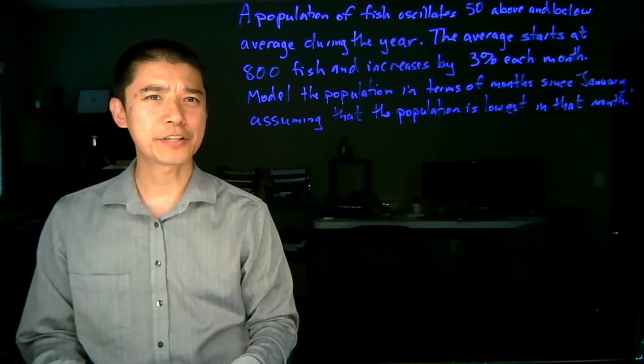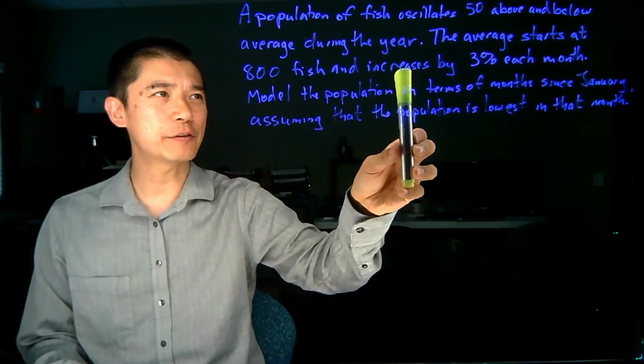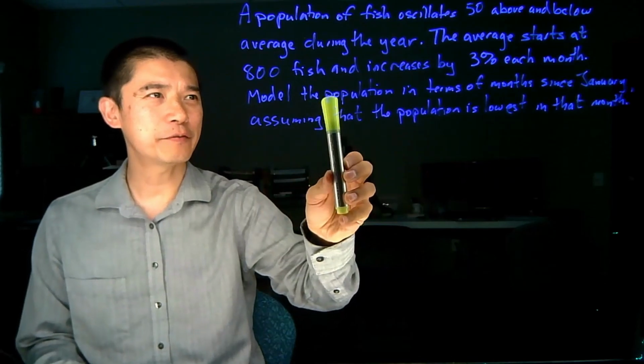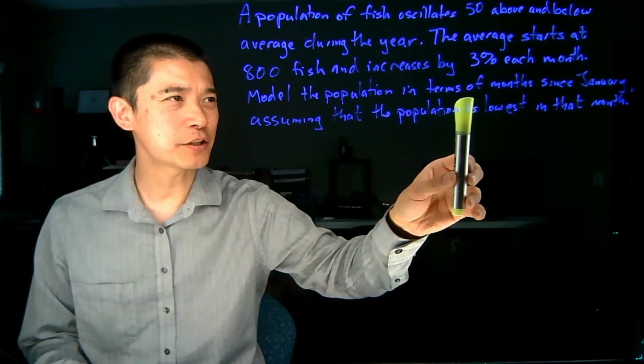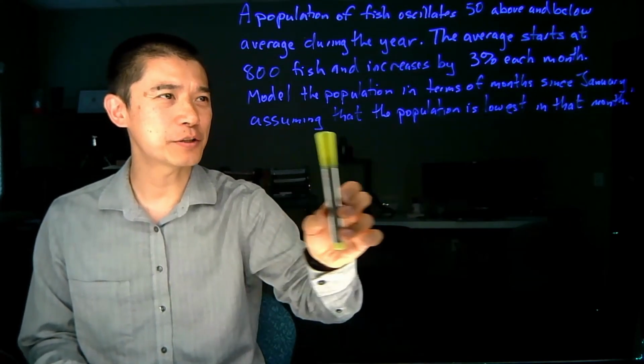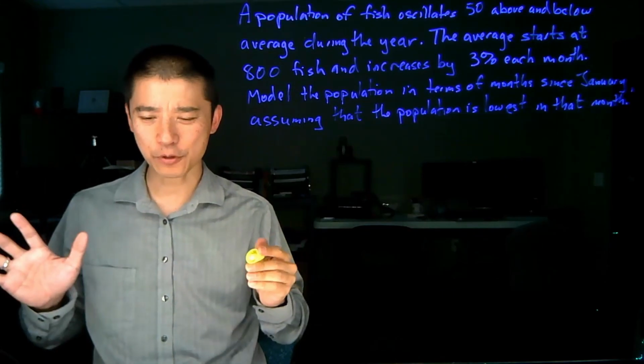Here is another example. A population of fish oscillates 50 above and below the average during the year. The average starts at 800 fish and increases by 3% each month. Model the population in terms of months since January, assuming that the population is at its lowest in that month. Okay, so once again, we're going to try to break this apart.